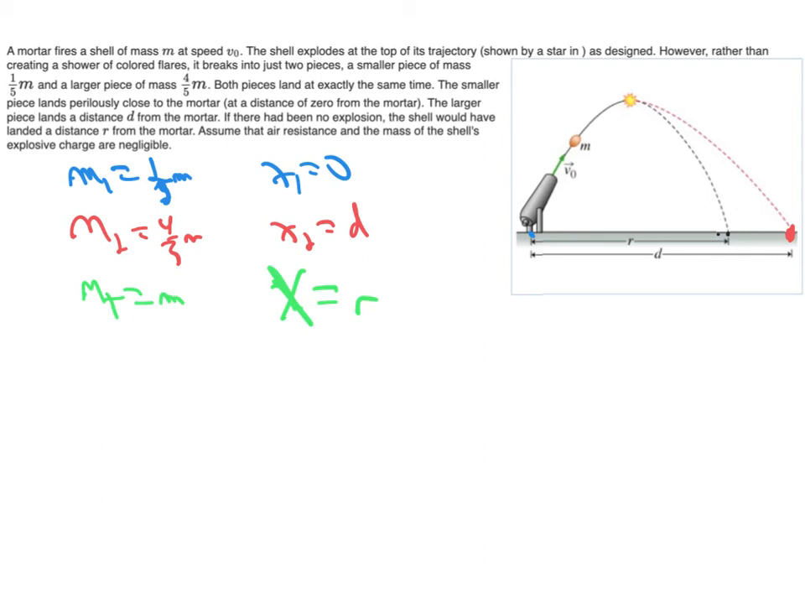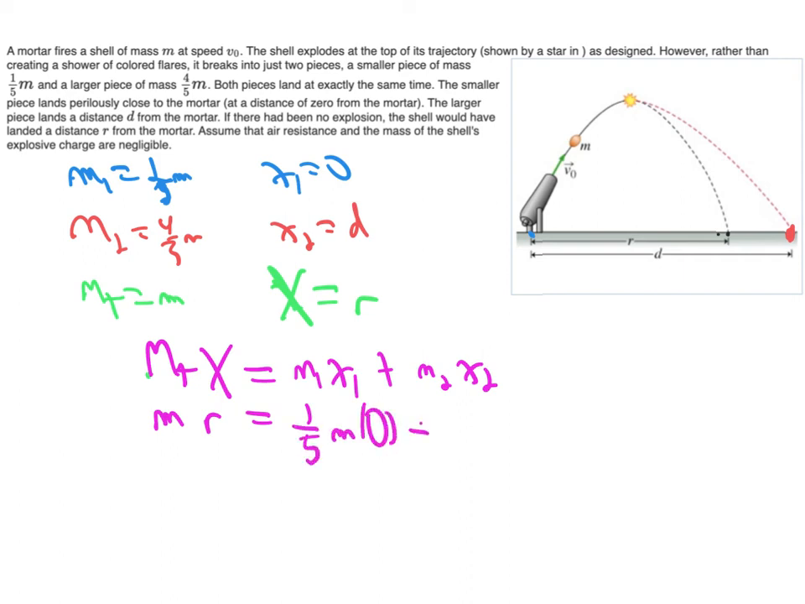And what we know is that we can compute the center of mass position based on the other ones, in that the total mass times the center of mass is equal to each individual mass times its position, all summed up. So here we have total mass m times position r equals 1/5 m times 0 plus 4/5 m times d, or mr equals 4/5 md, which means d must be 5/4 r, a little bit further than where the other guy lands.